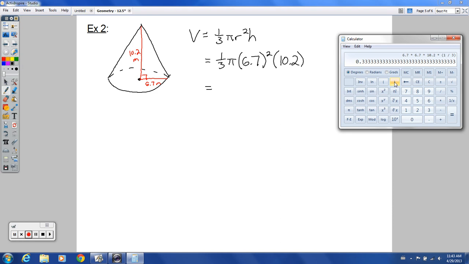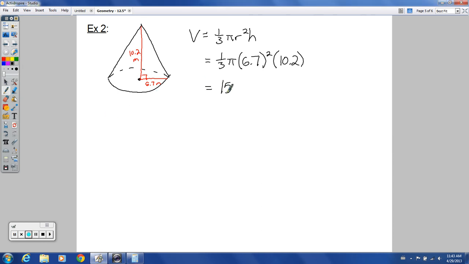And so that's 1/3, 0.3 repeating. Multiply all that together. That gives me 152.626. This is an exact answer, and that would be in terms of pi, because I still have a pi right there. And so that would be in meters cubed. That's an exact answer. I didn't round the decimal off at all. That's exactly what it was.